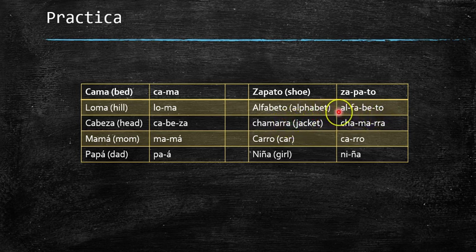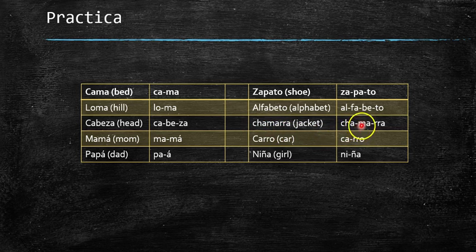Alfabeto. So first, try practicing individually. Al-fa-be-to. And then try to say it fast. Alfabeto. Okay. Chamarra. As you can see, this one has a double R and the CH.